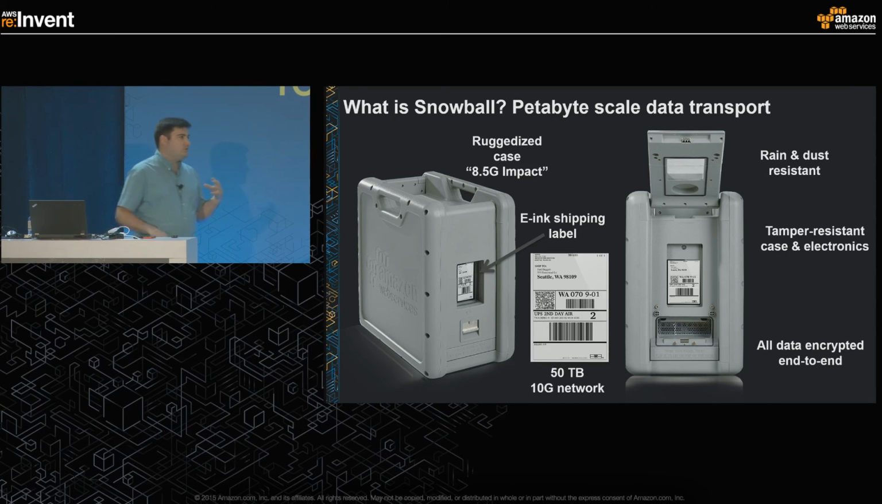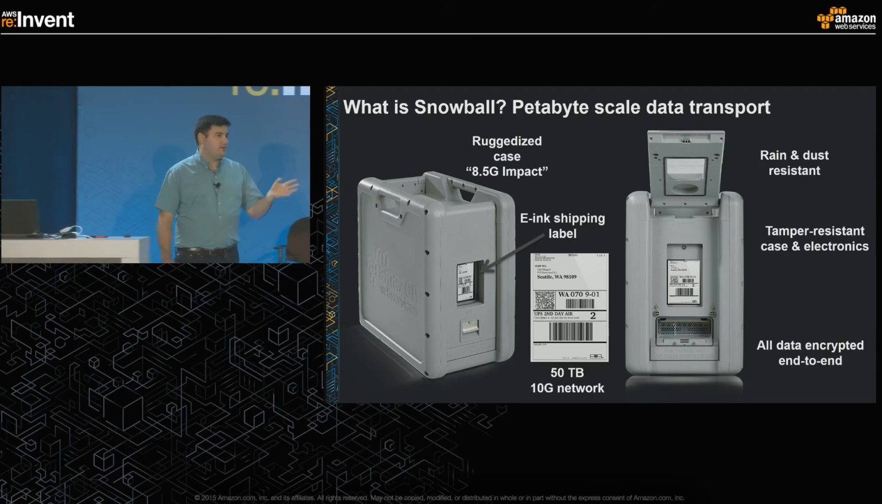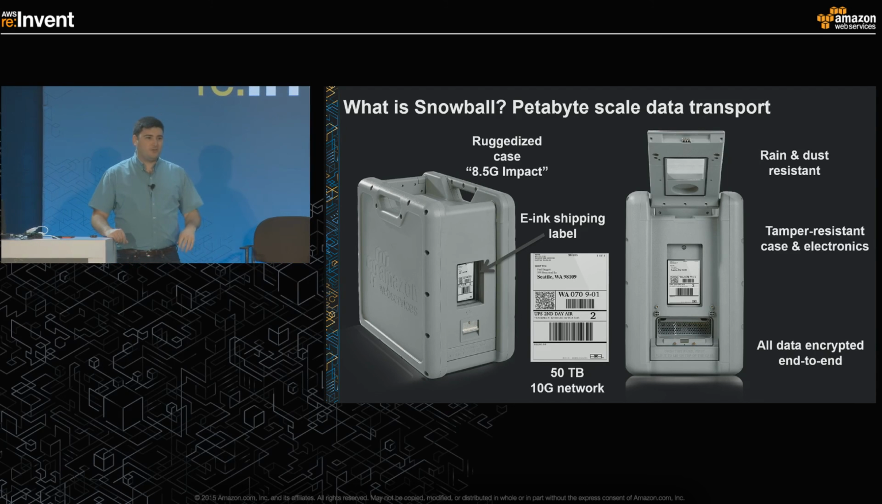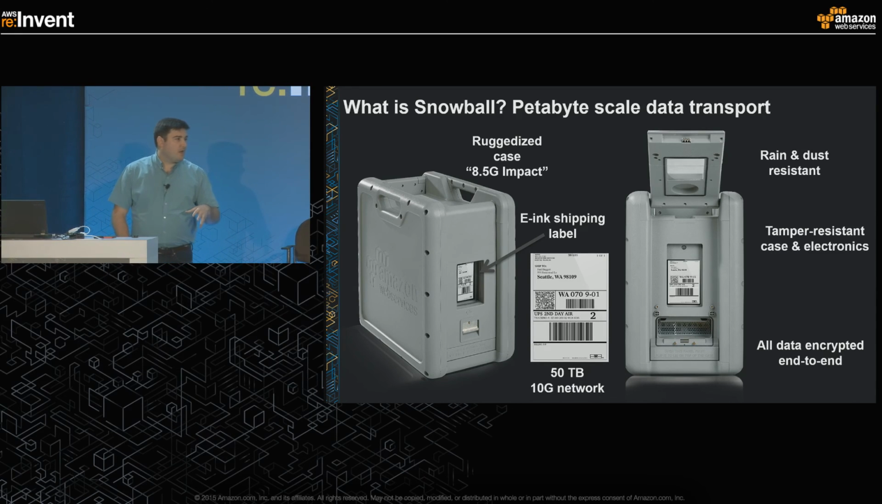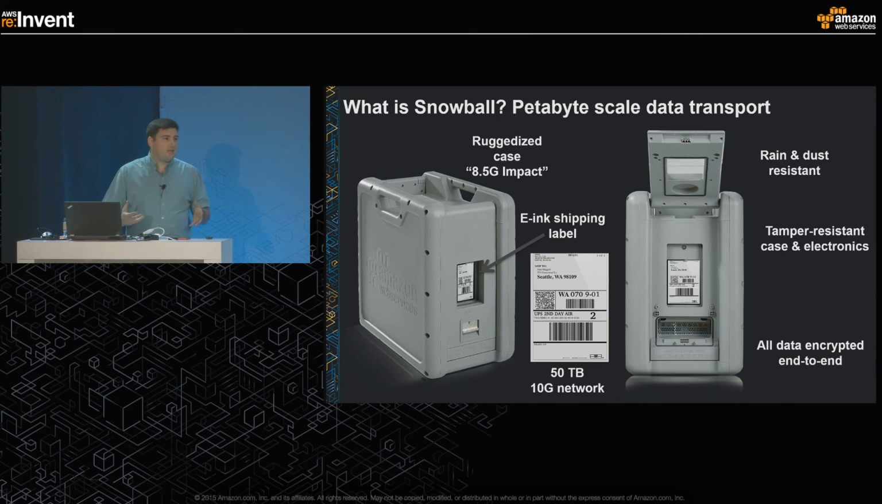We've done a lot of work to allow the device to operate in the real world, where there are things like rain and dust and all those sorts of things you have to contend with on a loading dock or as it's in transit to you. Also, you have to contend with people. So it's got some tamper-resistant features in the physical makeup of the device and in the electronics of the device. What you're actually getting is a 50 terabyte capacity device with 10 gigabit network out the back of it.